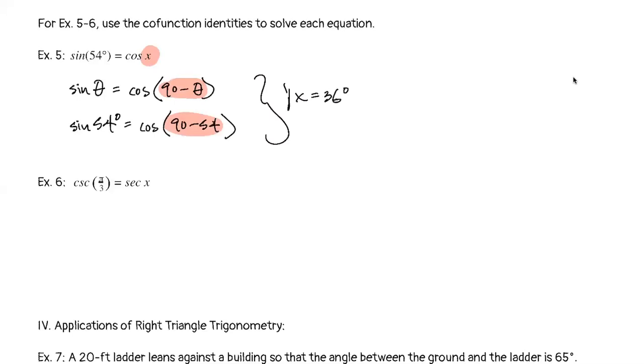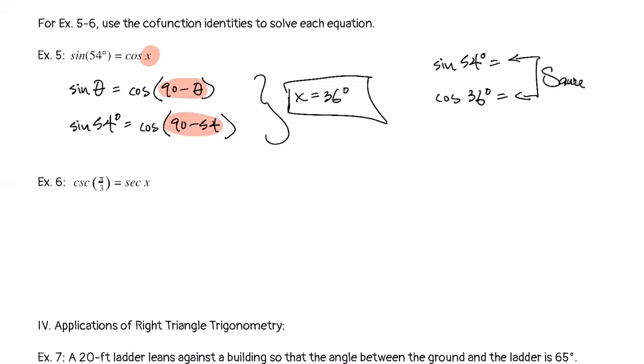36 degrees. Okay. And if you want to double check this, type into your calculator sine of 54 degrees. What do you get? And then type in cosine of 36 degrees. What do you get? Whatever that decimal is, they better be the same. Okay? So these are some questions where it's not so bad to sort of check your answer. Right, exactly. So whatever these are, they should be the same. Okay.